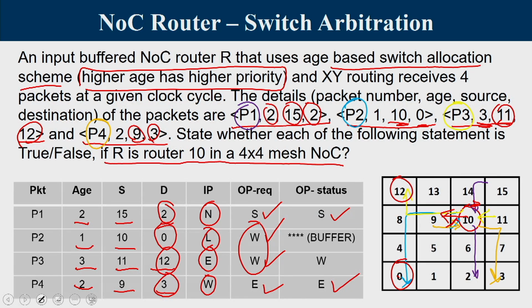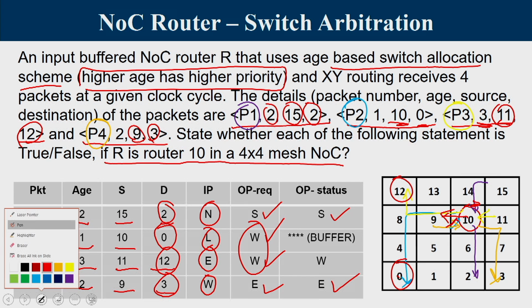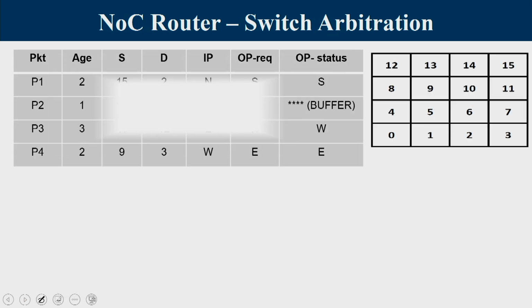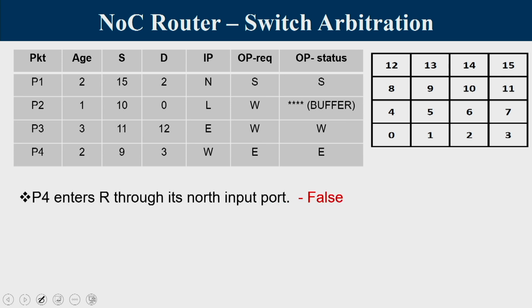Now, we have a case where 2 packets are competing for the west output port. One is packet P2, the other is packet P3. If you look carefully, packet P2 has an age of 1 and packet P3 has an age of 3. So P3 is given the west port and P2 is asked to buffer. This is the status that we have. Now, based on these observations, certain questions are being asked.